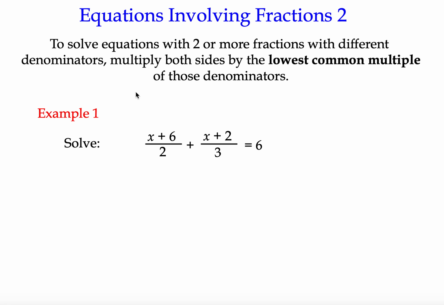So we're going to have equations like this. To solve equations with two or more fractions with different denominators, we're going to multiply both sides by the lowest common multiple of these denominators. Effectively, we want to make those fractions disappear. If we multiplied the first fraction by 2, then the divide by 2 would cancel out, but it wouldn't make the second denominator cancel out. Similarly, multiplying everything by 3 wouldn't, but that's why we have to think of what multiple of 2 and 3 is a common multiple, which is 6.